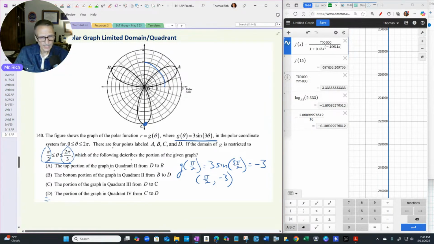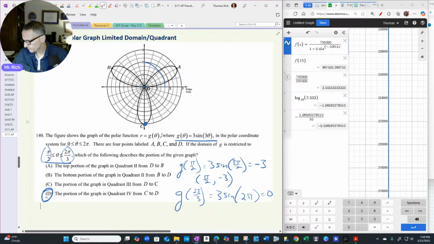But now I'm going to evaluate at the other extreme of the restricted domain, 2 pi over 3. So g of 2 pi over 3 is going to be 3 sine of 3 times that. That's going to be sine of 2 pi. 2 pi over 3 times 3 is 2 pi. Sine of 2 pi is 0. So you are back at the pole at D. So we're going with answer D. Pretty straightforward.